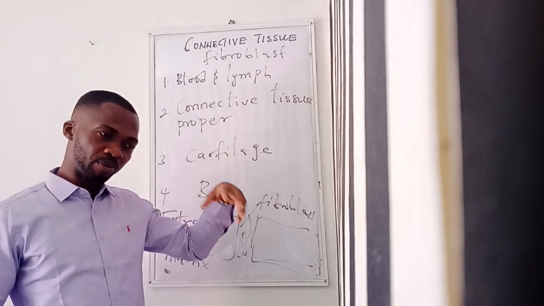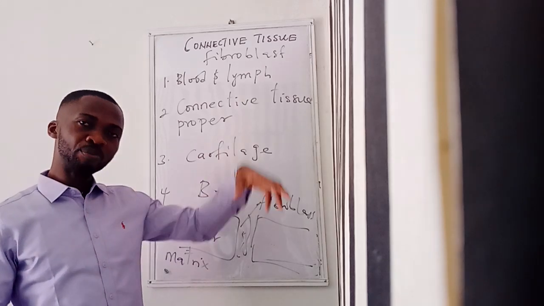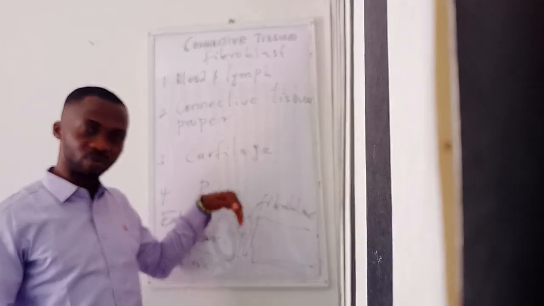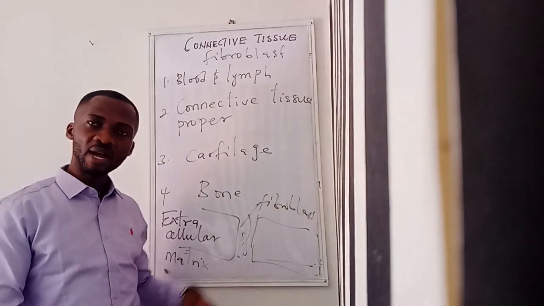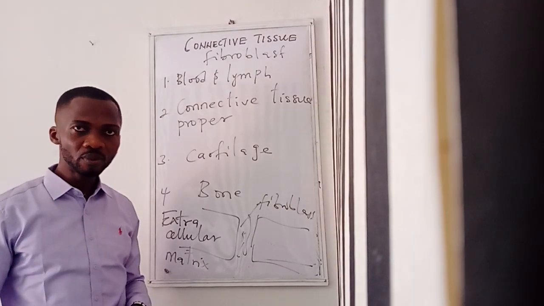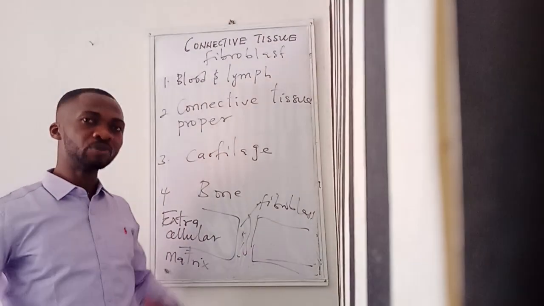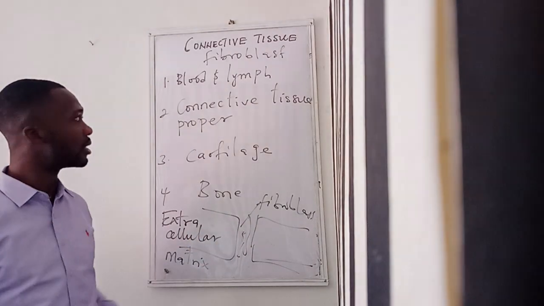And the two, the polysaccharide gel and the fiber, are produced from the most prominent cell within this space, and that cell is known as the fibroblast. So the fibroblast is living but produces a non-living product which is called the ECM.